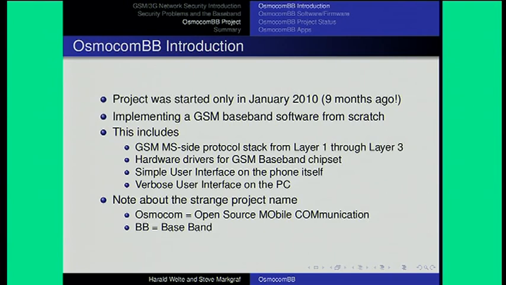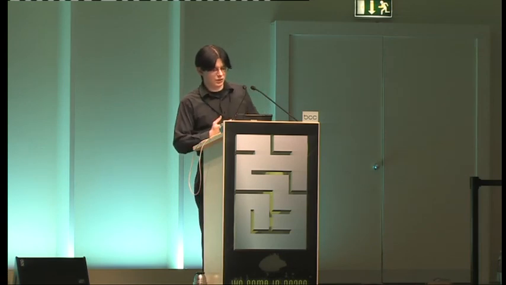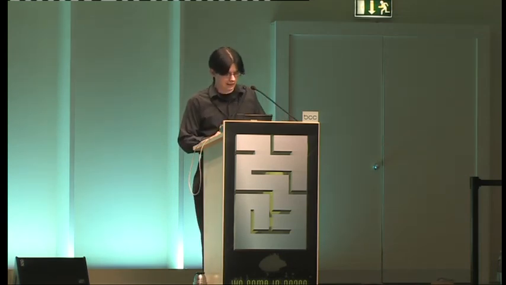We started in January, which is, by the way, 12 months ago, not 9. I should just remove that. We implement the baseband software from scratch. That means protocol stack and hardware drivers. We also want to do some user interface. We don't really have it on the phone yet. However, we have a verbose user interface on the PC that many people will like because it's modeled after a Cisco-style Telnet interface. We have tab completion and everything.